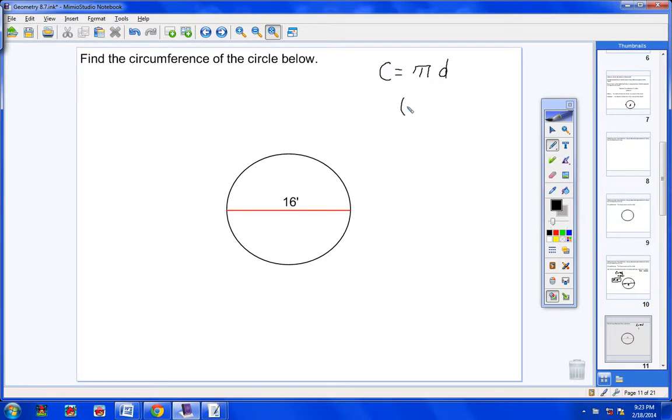So for pi, I'm going to substitute 3.14. And for the diameter, I gave you the diameter. It's 16 feet. So if you simply take a calculator and multiply it times 16, you will get the answer, and the answer would be 50.24, and we're dealing with feet. One little mark right here means feet, so the circumference is 50.24 feet. Okay? Now, it's not square feet because we're not dealing with area.